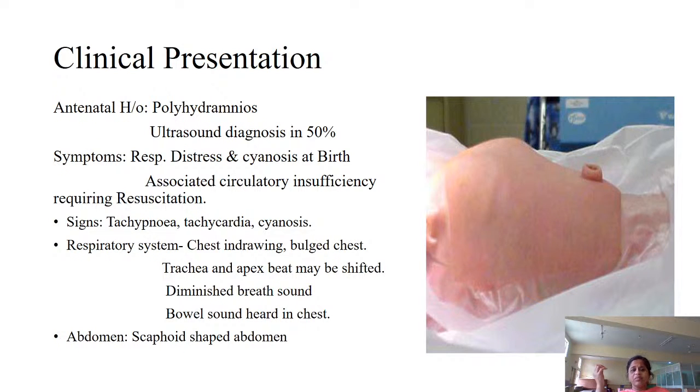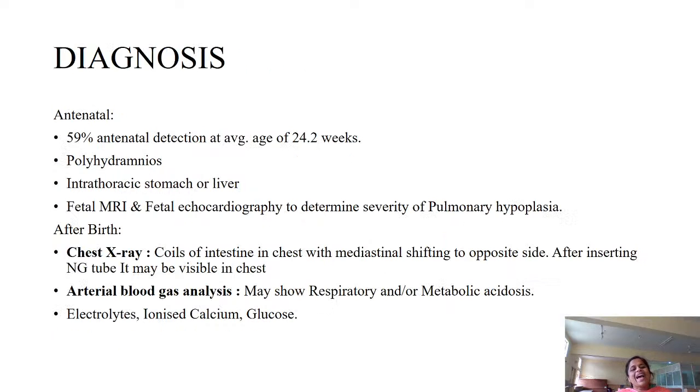Diminished breath sounds you will hear, but actually you will hear the bowel sounds in the chest. And the abdomen is scaphoid because all the contents of the abdomen are back in the thorax. Now, antenatally, there is 59% detection at an average age of 24 weeks, and polyhydramnios can be present. Even in the intrauterine period, on ultrasound or more so nowadays MRI, you can identify the intrathoracic stomach or liver. And fetal MRI and fetal echo are used to determine the severity of pulmonary hypoplasia after birth.